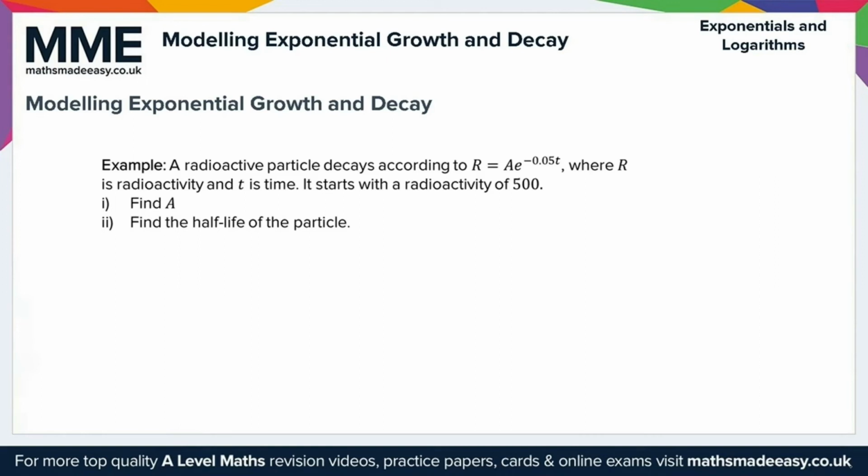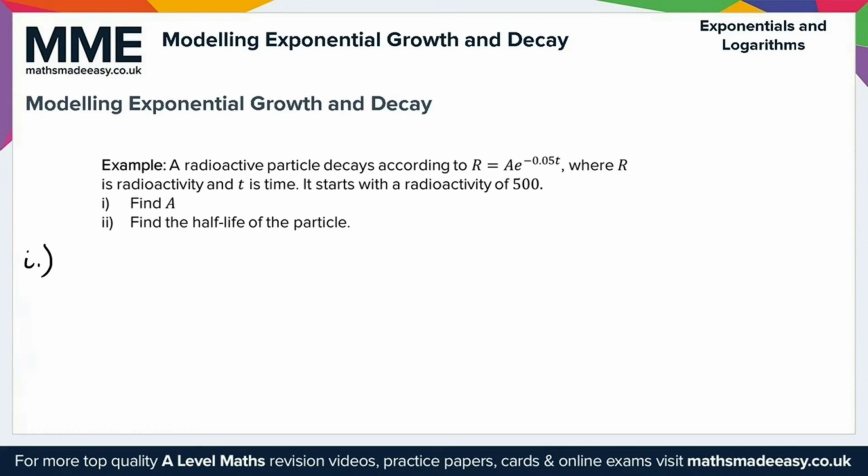So let's take a look at this example here. It's split into two parts. Part 1 here, we just want to find the value of a from this given equation, and then part B, we want to find the half-life of the particle. So let's start with part 1. So we want to find a. So how would we find a here?